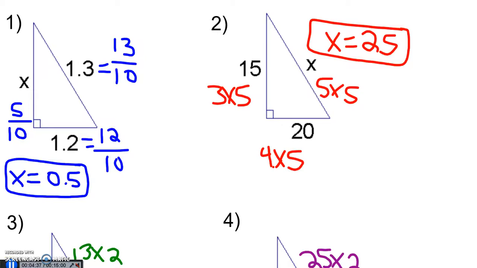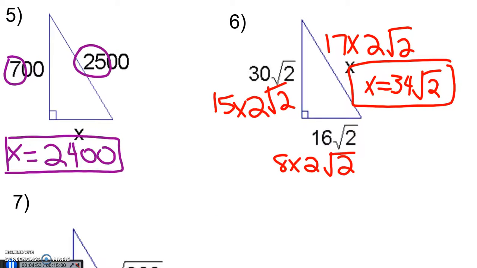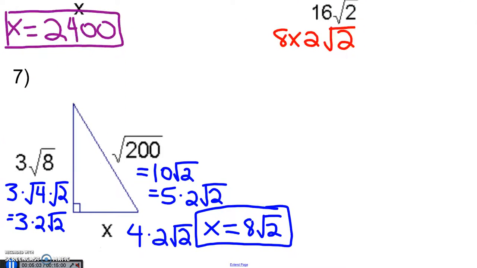Okay, so our first one, you should have got x equals 0.5 using our 5, 12, 13 triangle. Our next one is x equals 25. And then we have x equals 26. Number 4, x equals 50. Number 5, we have x equals 2400. And number 6, we have x equals 34 root 2. And then number 7, we have x equals 8 root 2.